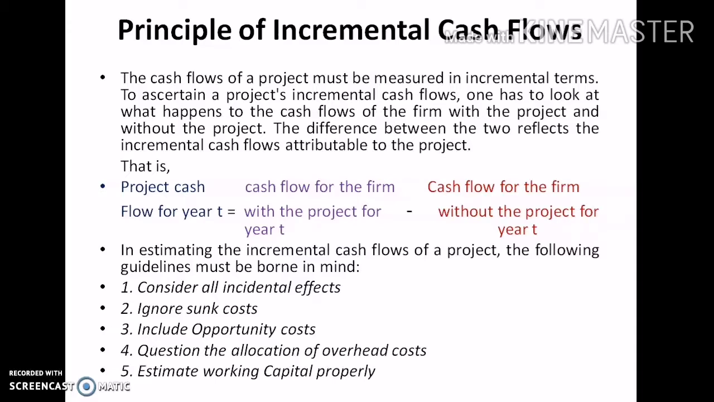For the purpose of investment analysis of the project, what matters is the incremental overhead cost because of this project. That should be added just like any other incremental cost attributable to the project, and we should not add all the overhead cost that is already allocated to the firm. That means we have to add only those overhead costs arising out of the project, that is, the incremental overhead cost. Then finally, estimating the working capital. Apart from the fixed asset, the project requires working capital. Therefore, such working capital should also be estimated properly and added in order to get the incremental cash flow.